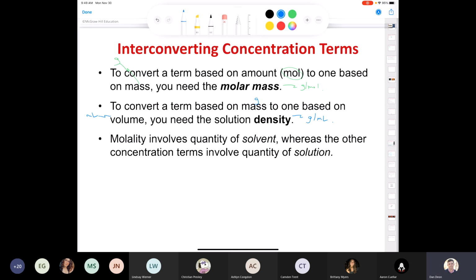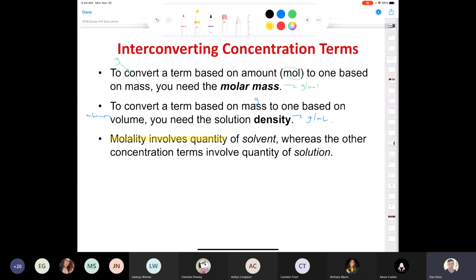Molality involves the quantity of solvent, whereas the other concentration terms involve quantity of solution. I can't remind you of this enough, okay? Everybody in this class can divide two numbers, right? There's nobody in this class who can't divide two numbers perfectly with a calculator, okay?